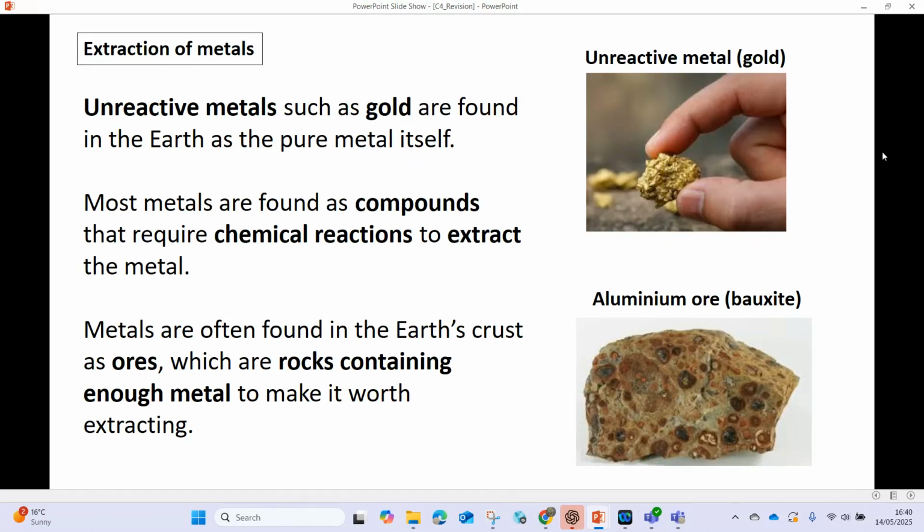Now we can use ideas of reactivity to help us understand how to extract metals. Unreactive metals, such as gold, are found in the earth as pure metal itself. But most metals are found as compounds, and they'll require chemical reactions to extract them. Metals are often found in the earth's crust as ores, and an ore is just a rock containing enough metal to make it worth extracting. So there you can see an ore of aluminium, which we call bauxite. You can see it's a rock, but we know that there's some aluminium in there that we can extract.